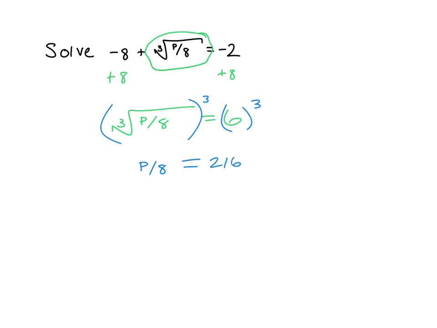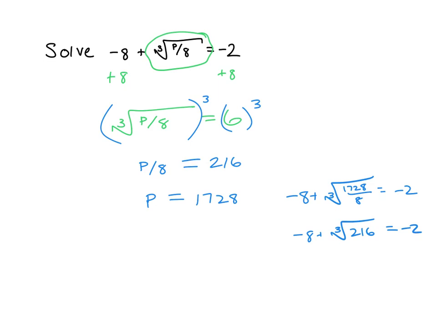And then we're still solving for p, so I'm going to multiply 216 by 8 to get 1,728. And I think that is my answer, but before I can circle it, I am going to double check that it works. So 1728 divided by 8, which we know is 216. And the cubed root of 216 is 6. So that gives me negative 8 plus 6 equals negative 2, which is true. So p does equal 1728. It is not an extraneous solution. It is a correct solution.